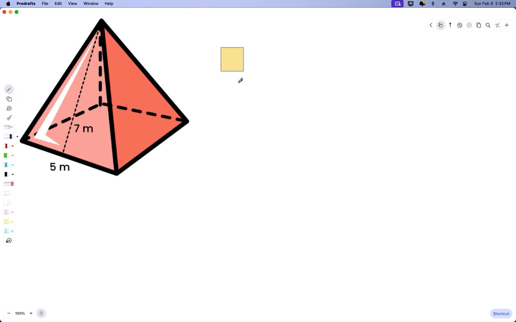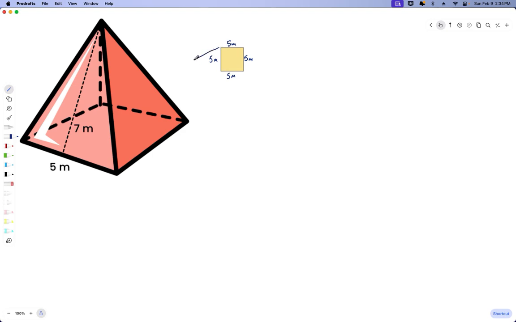and it has 5 meters as one side. So we know that because it's a square, it's going to be 5 meters on every side. So then we're told that on this side here, the height is 7 meters. Well, guess what? Because it's a pyramid, they're all going to be 7 meters.